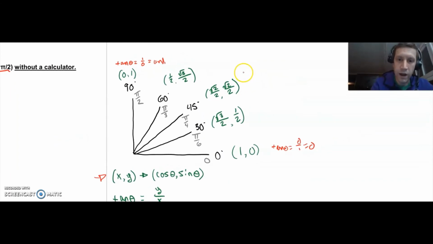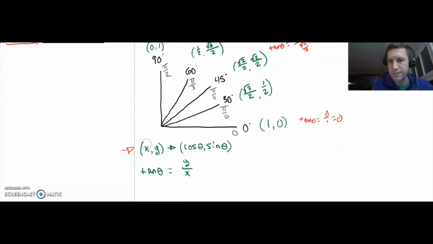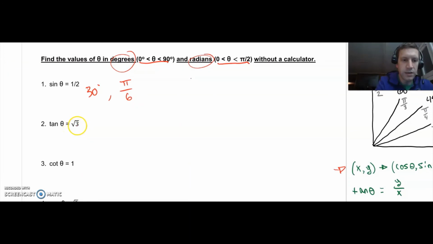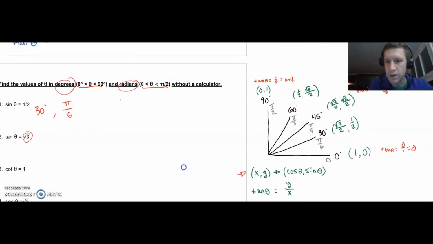Next, let's do 45. Root 2 over 2 over itself. Well, that's going to equal 1, right? Dividing something by itself. So 0, 45, and 90 are pretty easy. A lot of people just memorize those, but you should be able to calculate them in just a couple seconds. So this is saying tangent is equal to square root of 3. Well, there's only two options left. It's either 30 degrees or it's 60 degrees, right? Clearly it's not 0, 90, and 45.